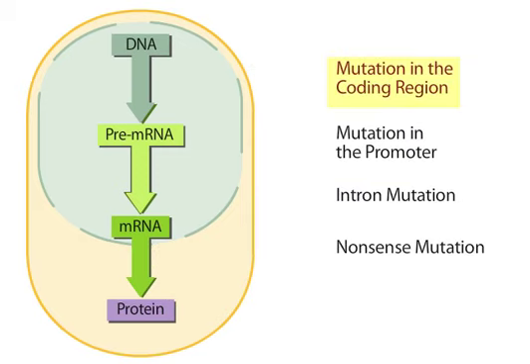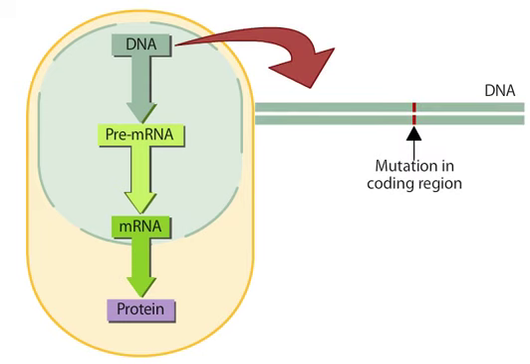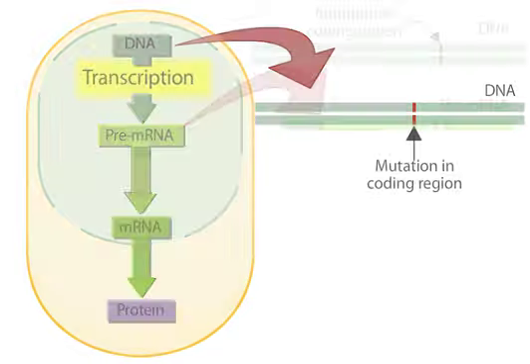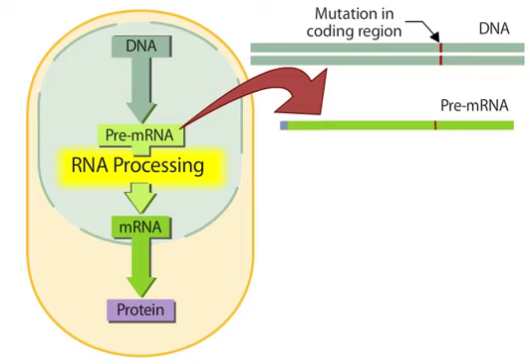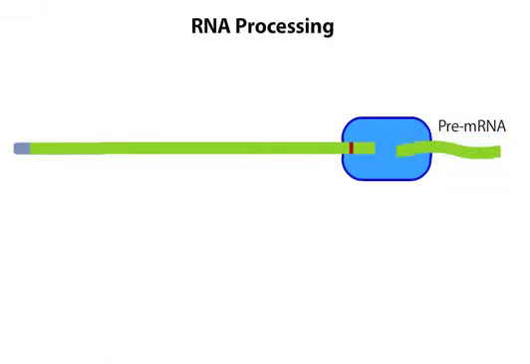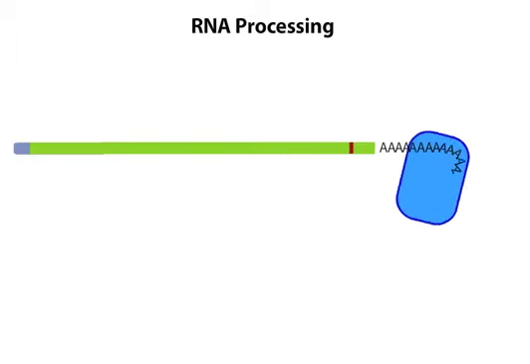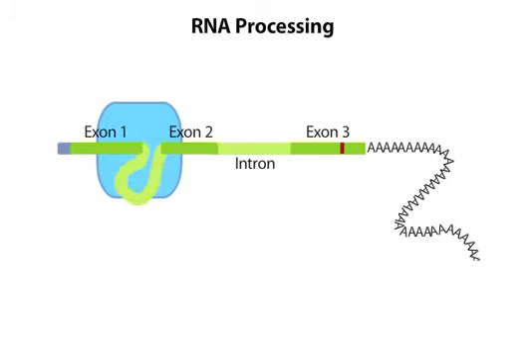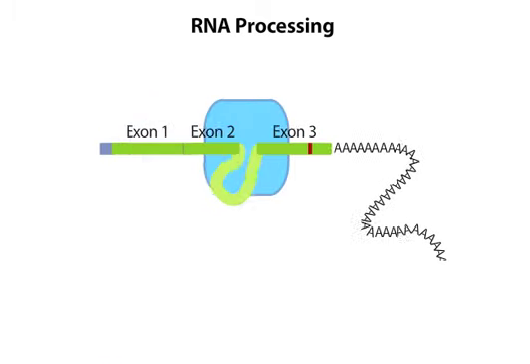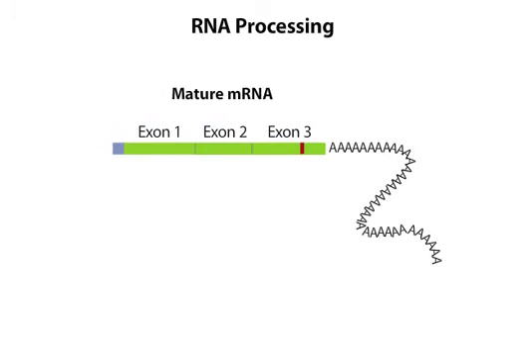This animation follows what happens to a mutation in the coding region of a gene through the process of gene expression. First, the DNA is transcribed. Because the pre-mRNA sequence is determined by the DNA sequence, the mutation is passed on to the pre-mRNA. Next, the pre-mRNA is processed. A poly-A tail is added to the pre-mRNA, and the introns are spliced out. Because the mutation is in a coding region, in the 3rd exon, it ends up in the mature mRNA.